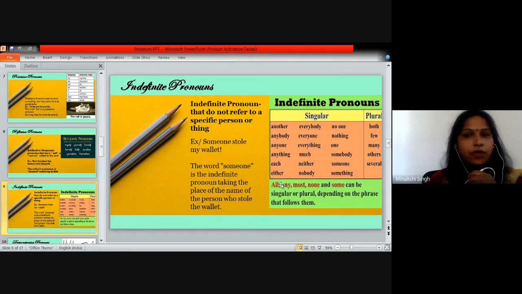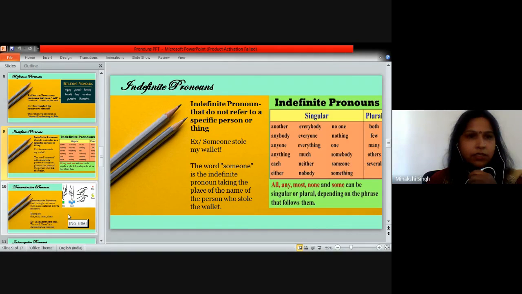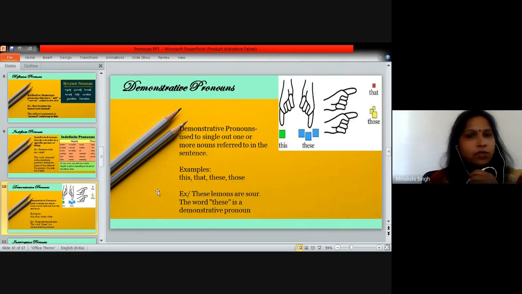And words like all, any, most, none, and some can be singular or plural depending on the phrase that follows them. So students, this was about indefinite pronouns, and now we will discuss demonstrative pronouns. Demonstrative pronouns are used to single out one or more nouns referred to in the sentence. For example, this, that, these, those. If I say these lemons are sour, the word these is a demonstrative pronoun.